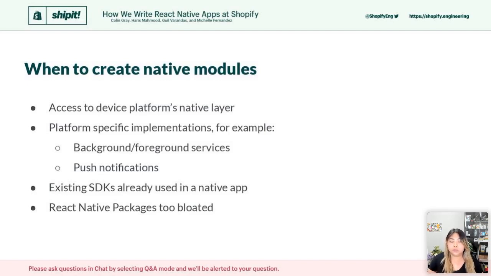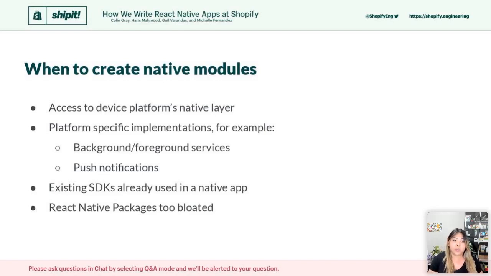want to use them, you will have access to, say, the location services, the camera, the sensors, the canvases, anything in that native layer that you might not be able to use, or that packages out there may not be able to provide for you. When there are platform-specific implementations, such as background or foreground services or push notifications, you may then need to create individual bridging modules for, say, iOS or Android.